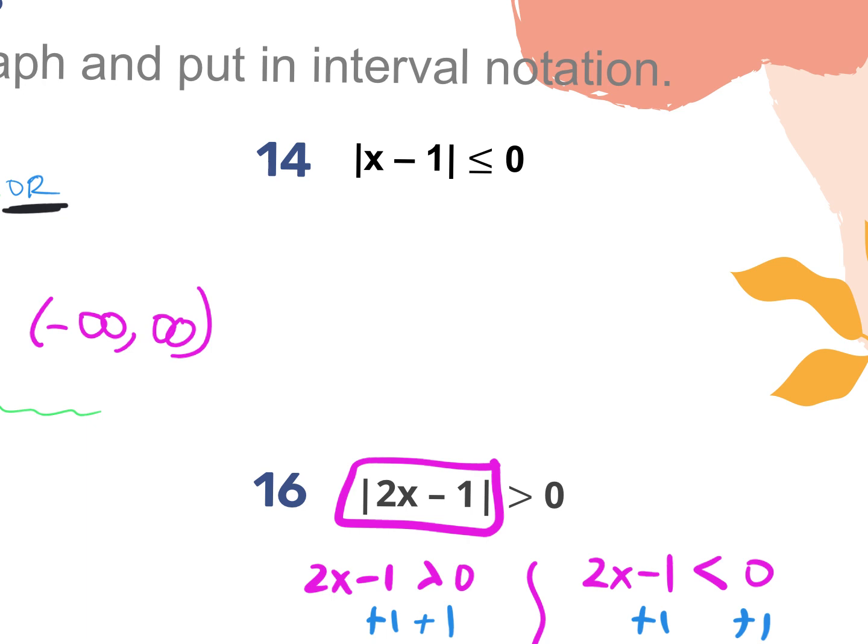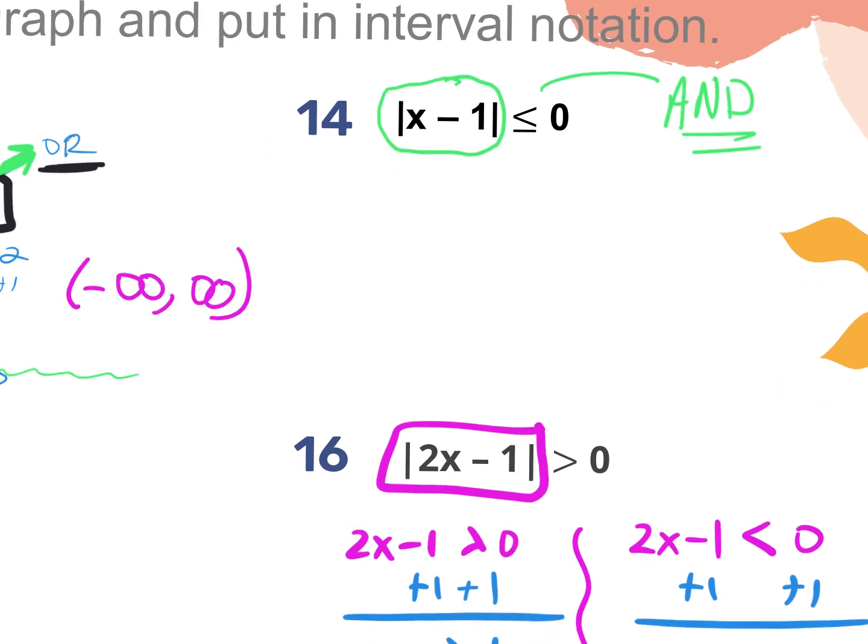Okay, is our absolute value isolated? Yes, so let's determine what kind of inequality you have here, an and or an or. This says x minus 1 less than, so this is an and problem. So we're going to say x minus 1 less than or equal to 0, and then x minus 1 greater than or equal to negative 0, which is just the same as 0.